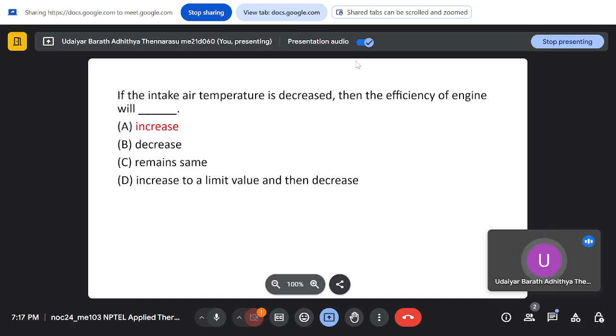assume the intake air behaves as an ideal gas. When your temperature is lower, for a given pressure your density will increase. If your density increases, you are taking in much more air, so your volumetric efficiency will increase. As I said, volumetric efficiency is your mass of air divided by your density into swept volume. So when your density increases, your volumetric efficiency increases, and it leads to much more power being generated. So a decreased intake air temperature will actually increase the efficiency of the engine.